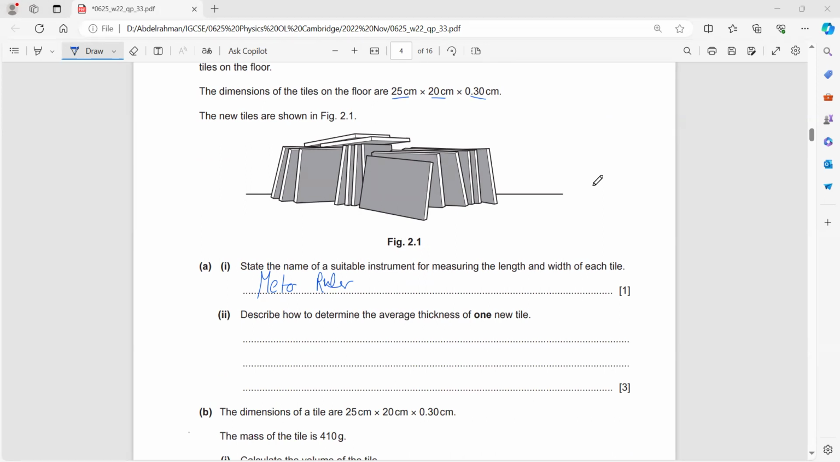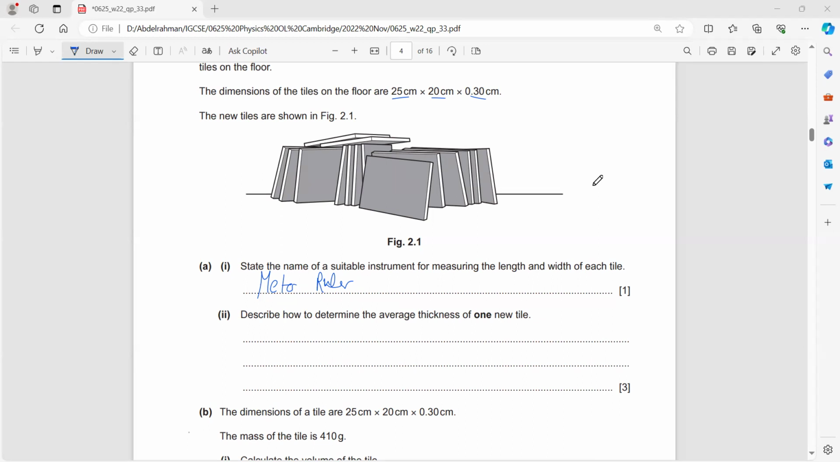Describe how to determine the average thickness of one tile. How can I find the average thickness of one tile? We'll stack them all, then measure the stack, then divide. How many tiles should I stack?